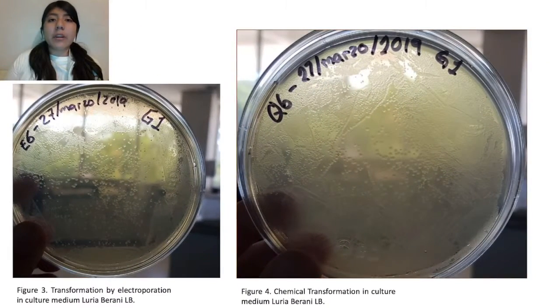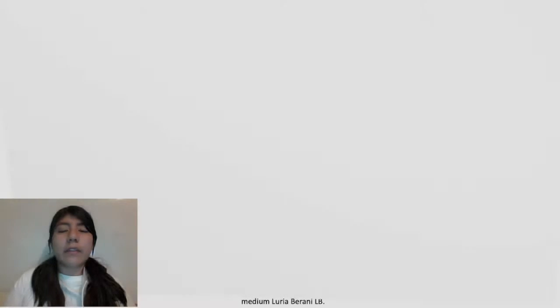In Team 6, a greater number of colonies is observed in the chemical transformation. Nevertheless, when counting colony-forming units, a total of 147 was obtained in the chemical transformation, and a total of 366 was obtained in transformation by electroporation. Then the transformation efficiency is calculated.